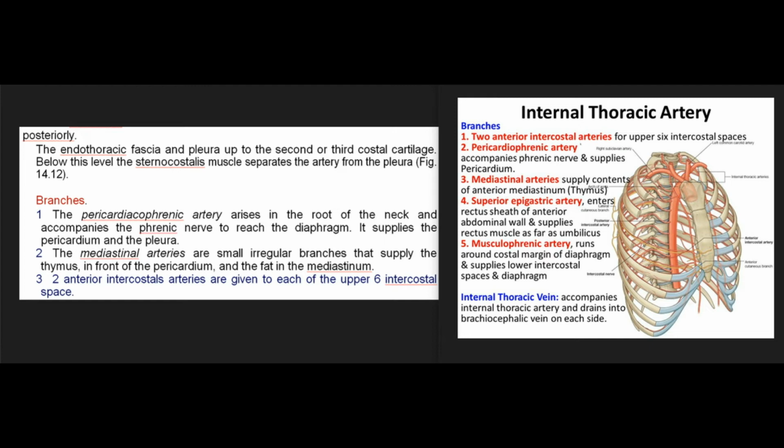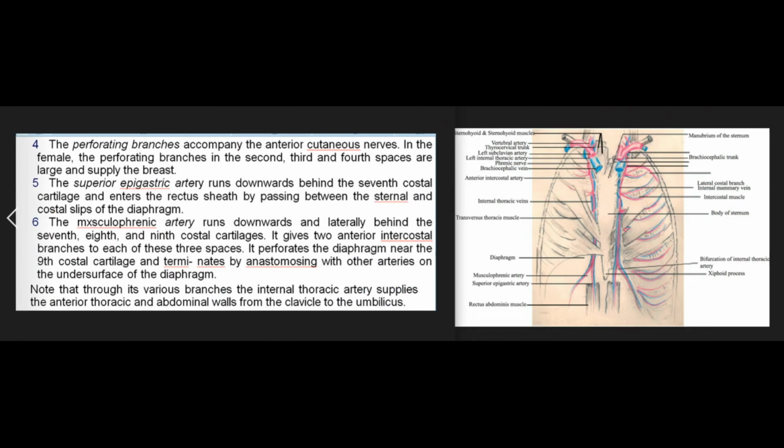Branches. 1. The pericardiacophrenic artery arises in the root of the neck and accompanies the phrenic nerve to reach the diaphragm. It supplies the pericardium and the pleura. 2. The mediastinal arteries are small irregular branches that supply the thymus, the front of the pericardium, and the fat in the mediastinum. 3. Two anterior intercostal arteries are given to each of the upper 6 intercostal spaces. 4. The perforating branches accompany the anterior cutaneous nerves. In the female, the perforating branches in the 2nd, 3rd, and 4th spaces are large and supply the breast.